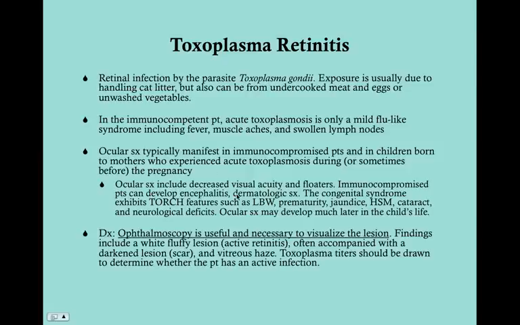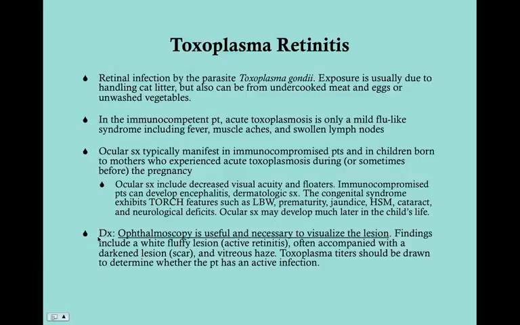With the congenital syndrome in babies born to mothers who acquired Toxoplasma during the pregnancy, they'll have some of those typical TORCH features like low birth weight, premature birth, jaundice, hepatosplenomegaly, cataract, neurologic deficits, mental retardation, and so forth. And then the ocular symptoms can be present at birth, but in some cases, the child doesn't develop ocular symptoms until adolescence. So ocular symptoms might not develop until much later.